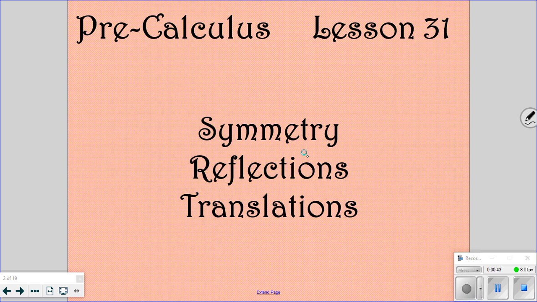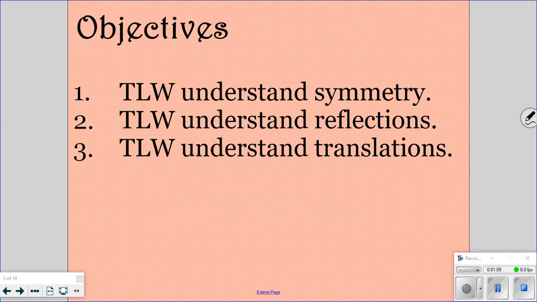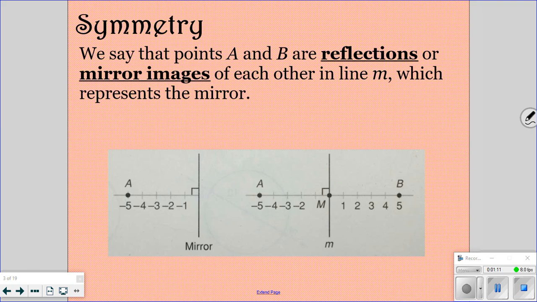Okay, so we are looking at lesson 31 today. We're going to look at symmetry, reflections, and translations. This is somewhat of a geometry review concept, but instead of graphing pictures like we did in geometry, we're going to more be looking at equations, and not graphs of shapes, but graphs of functions. So it's a little bit different from what you're probably thinking of symmetry, reflections, and translations from geometry. But hopefully you understand how they work after this lesson.